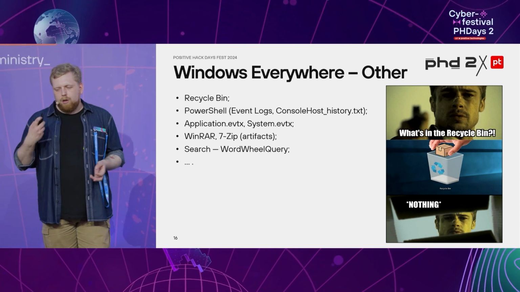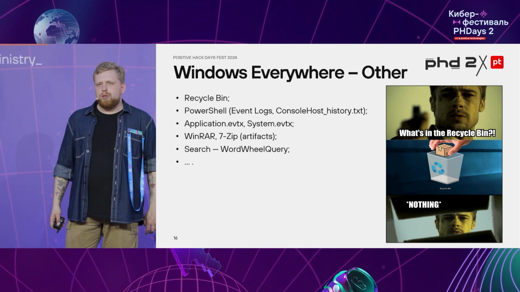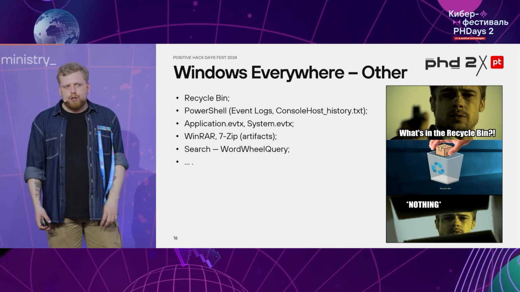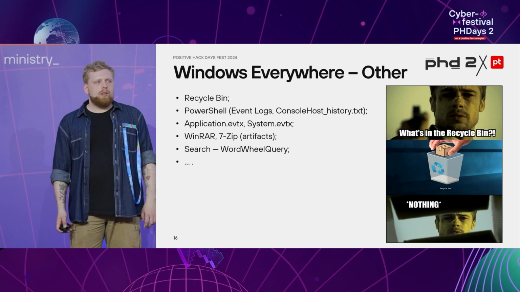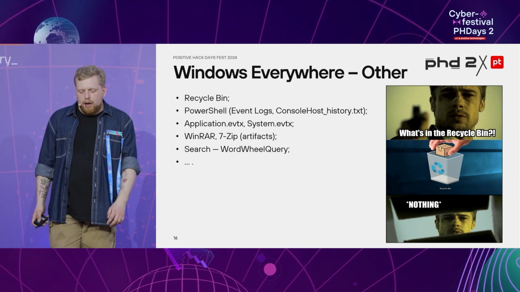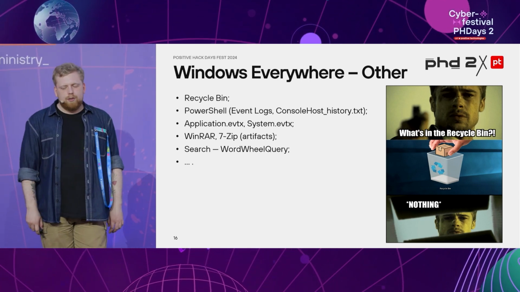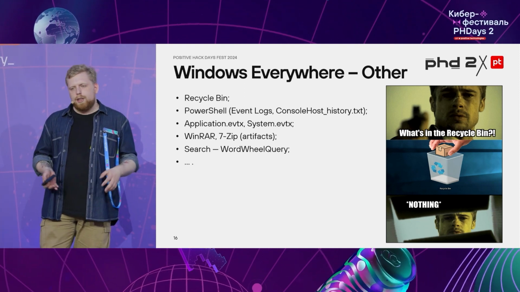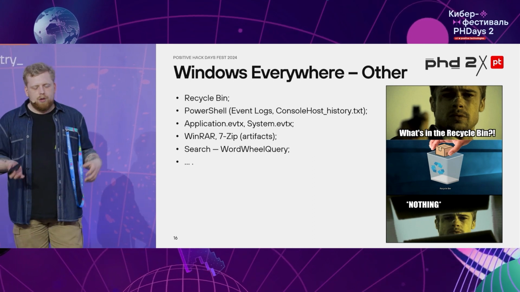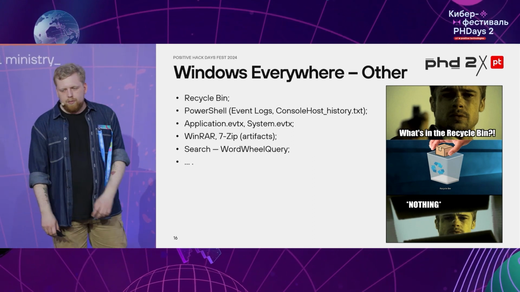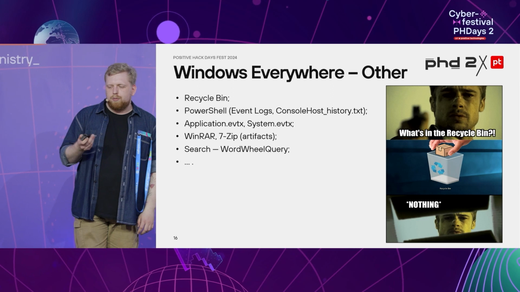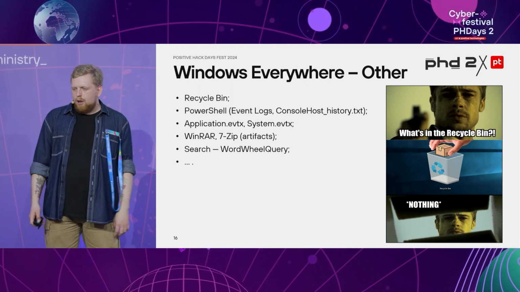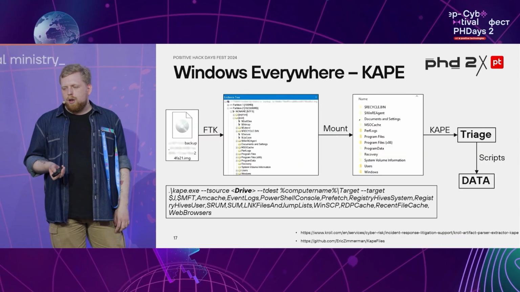Other event logs, such as application EVTX or system EVTX. Various archivers, WinRAR or 7-Zip, for example. You could see what archives were opened, what files were compressed. And also the File Explorer search.